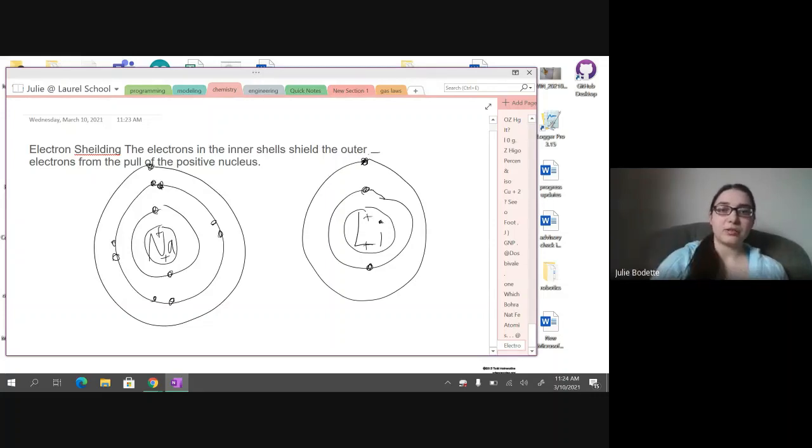But let's go ahead and compare this electron here, lithium's valence electron, and this electron here, sodium's valence electron. Lithium's valence electron has a couple of electrons in the way, but not too many. So it's got a pretty strong pull towards the nucleus, right? Again, that negative charge is being attracted to that positive charge of the nucleus.